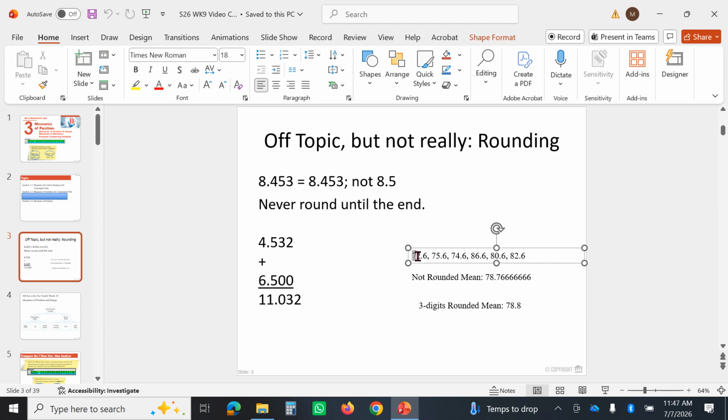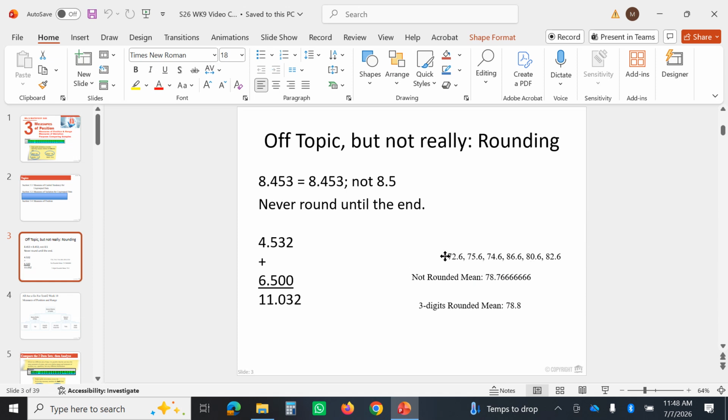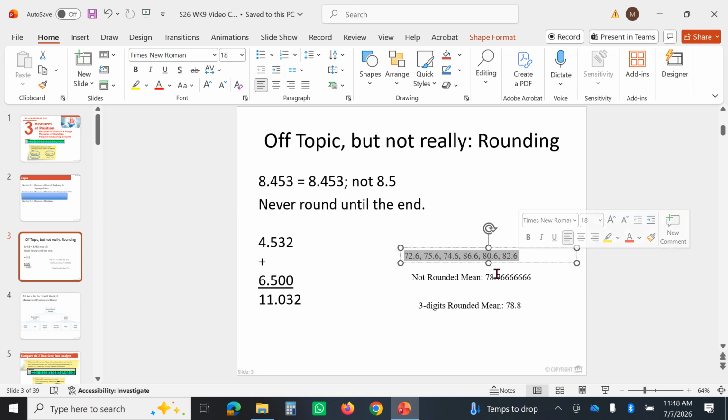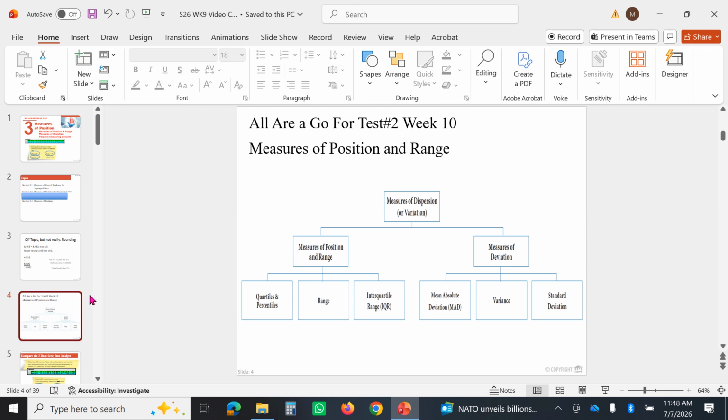But what if we rounded these before I did my mean? What if I made them 73, 76, 75, 87, 81, and 83? My mean would be completely off. So you never round these numbers. Don't round anything until the end. I don't mind if you keep a couple of decimal places hanging out. It's just good practice, and I'll show you why in a little bit.